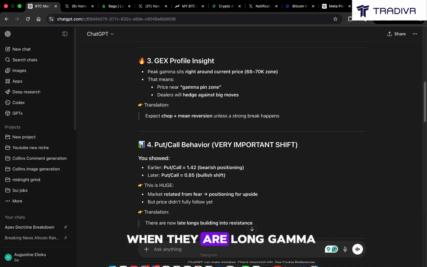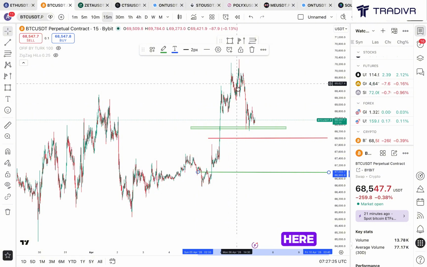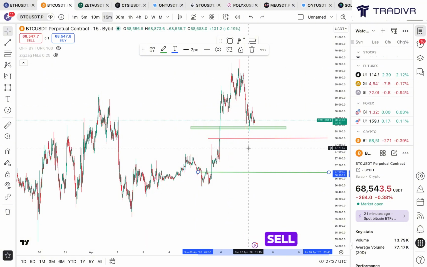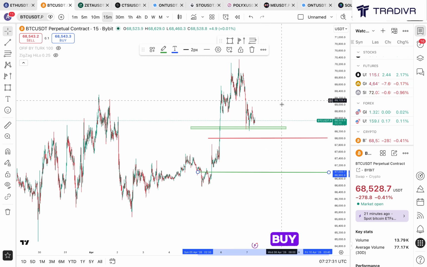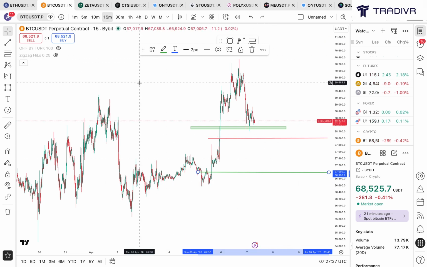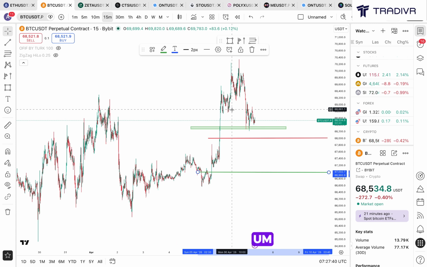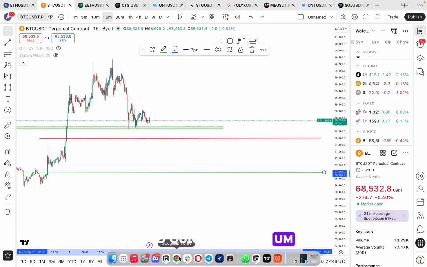If market goes up, they sell. If it goes down, they buy. So until this thing breaks from here, we are going to see a different type of market structure when we have the distance. So quickly let me show you what it is saying again.